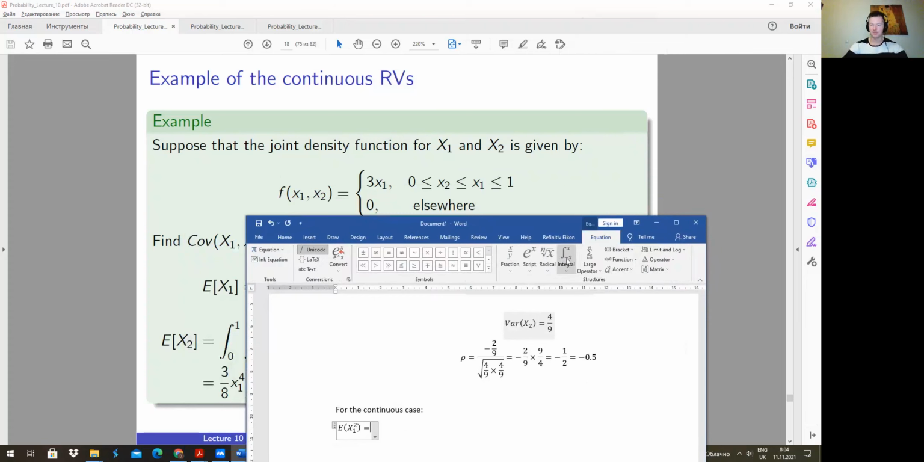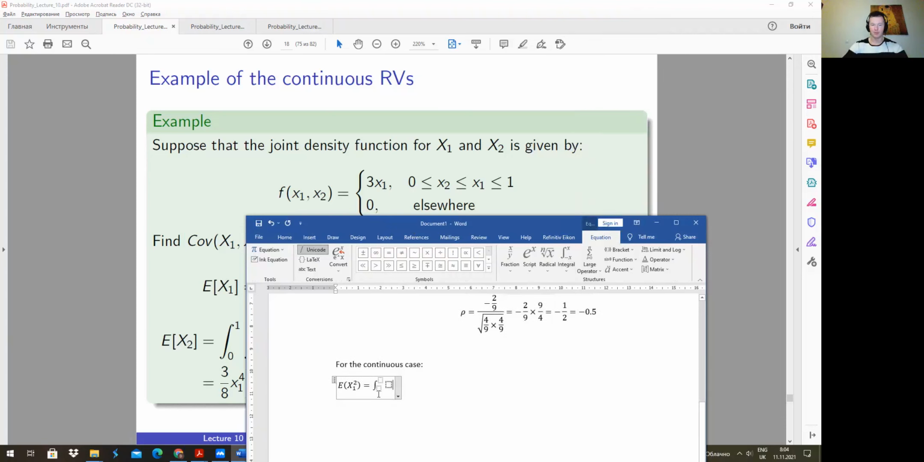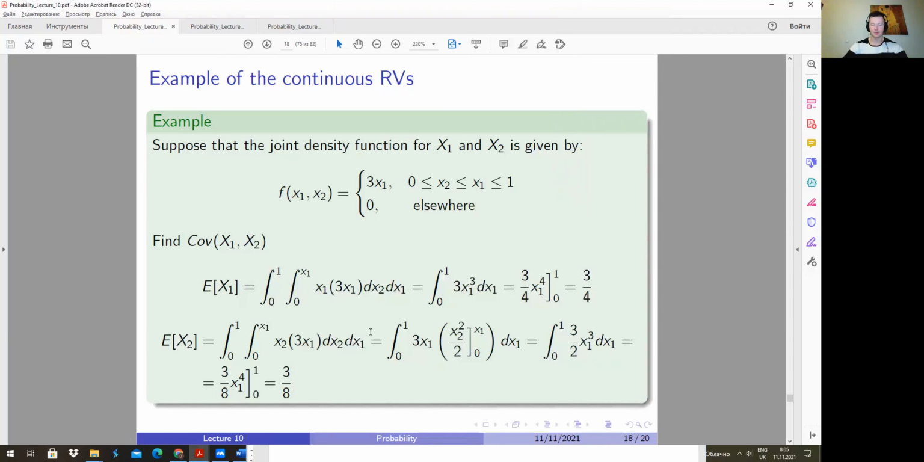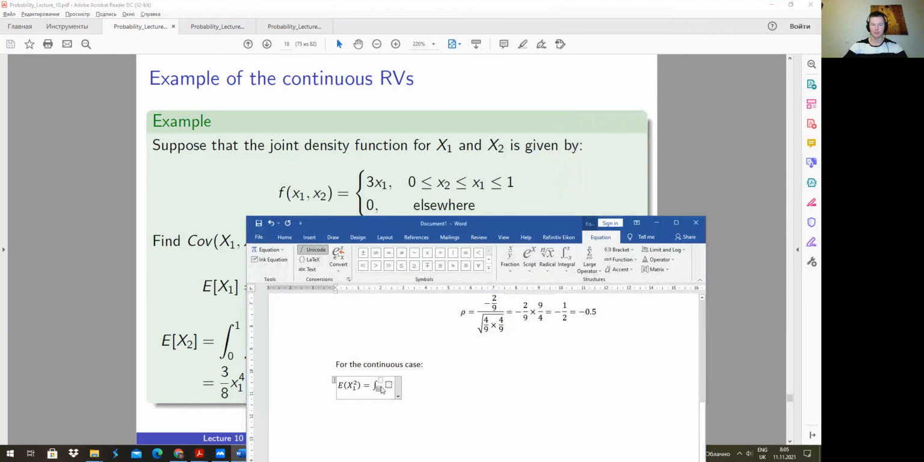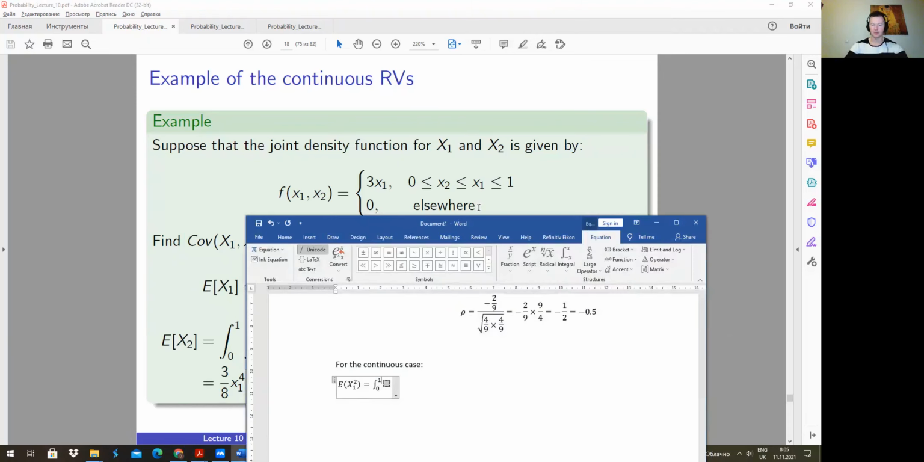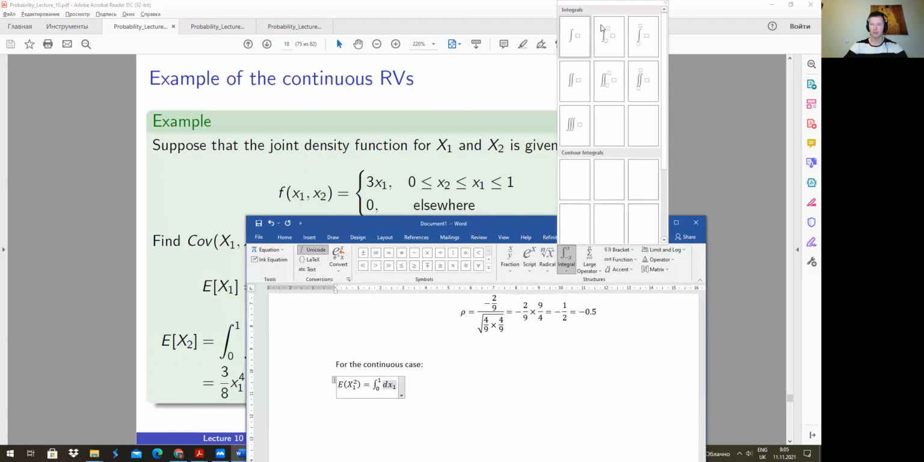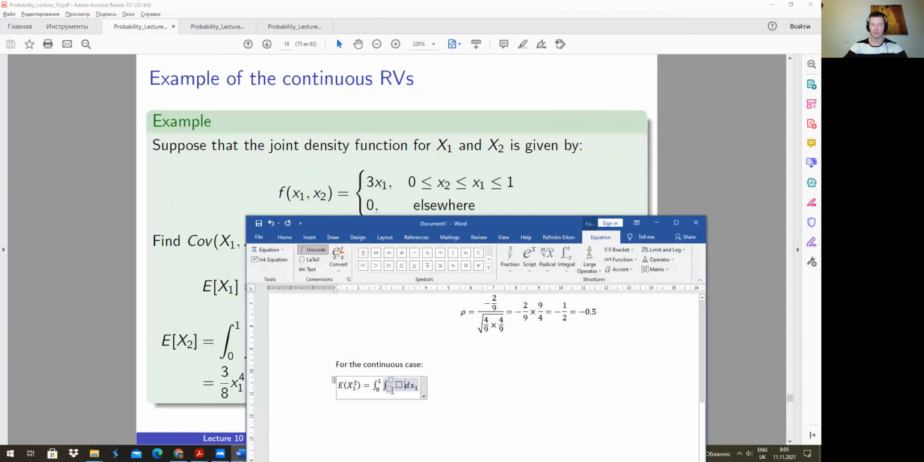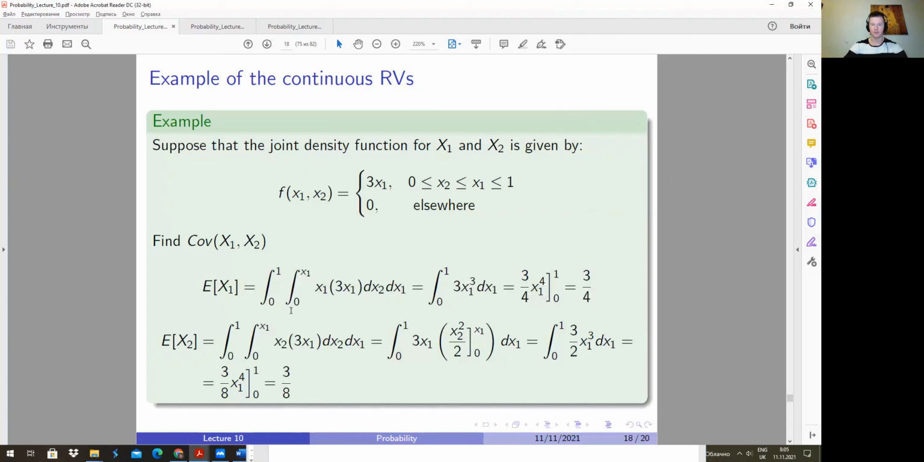So we take the integral, well, yeah, we need to take the double integral. The first integral goes from 0 to 1, and that's going to be the integral for the first variable, dx1, right? So that's going to be the outside integral. And the inside, we will have the integral from 0 to x1 here.